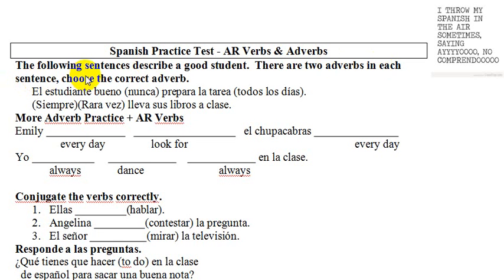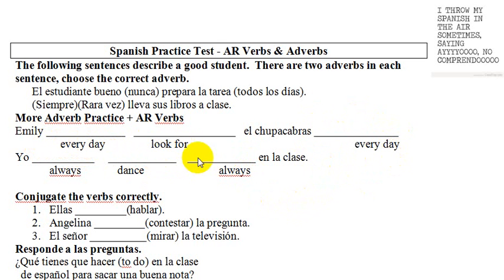So for this first part, there's a sentence here describing a good student, and there are two adverbs in each sentence. Pick the one that makes most sense. This part right here, you have to do two things. One, you have to put the adverb in the sentence. So like this first sentence here, we have every day. Notice I have it in two places because some adverbs have to be in a certain place in the sentence. So you need to decide where do I want to put that every day, obviously in Spanish.